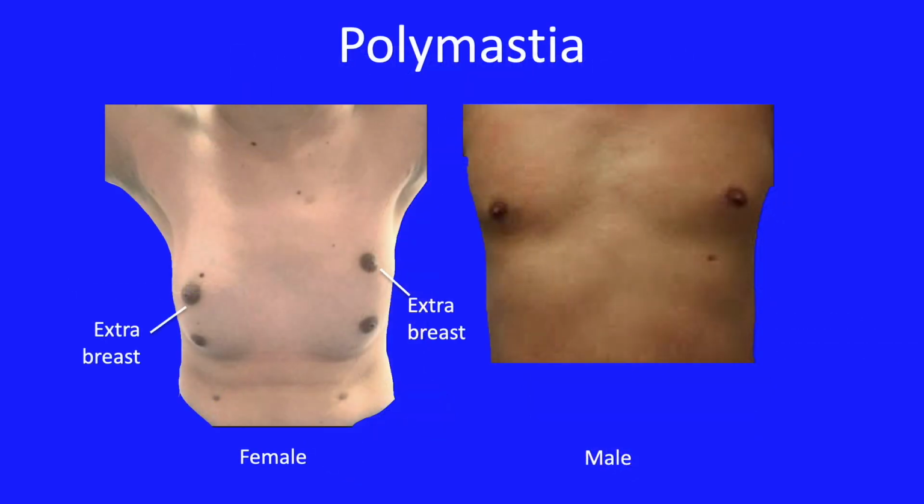Here, for example, are individuals with polymastia, or multiple breasts, and the supernumerary breast can be functional. Note that in the male, the image on the right, the polymastia is evident solely by the remnant of a third nipple.